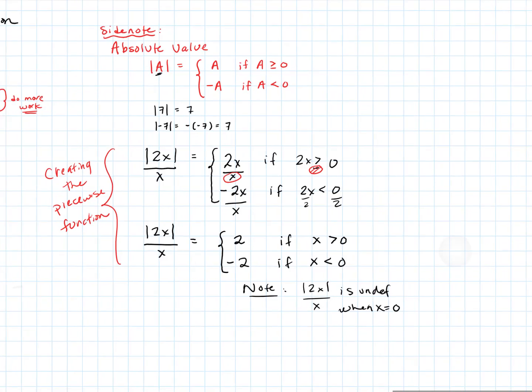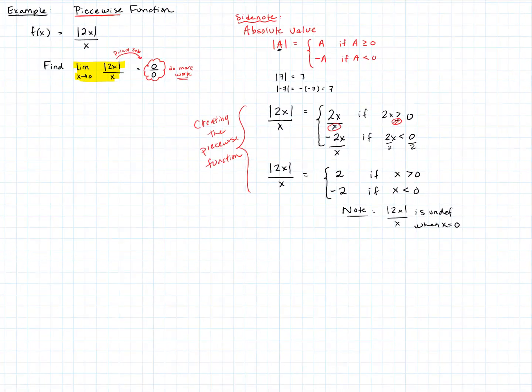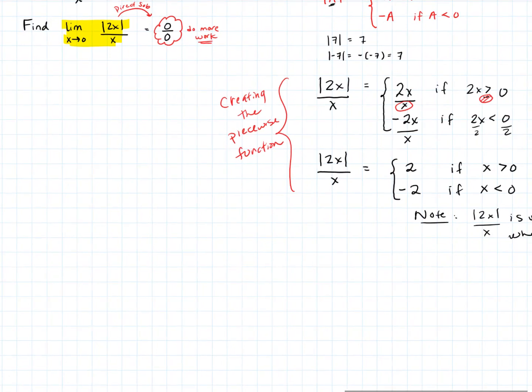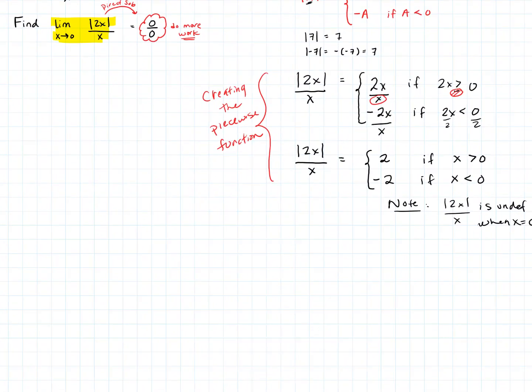Okay, so what does that mean? If that's the function that we're working with and we want to take the limit of that function, let's go back to taking the limit. So we're looking for the limit of the absolute value of 2x over x, which we already tried with direct substitution and realized it gave us 0 over 0. So now let's actually take a look at it.